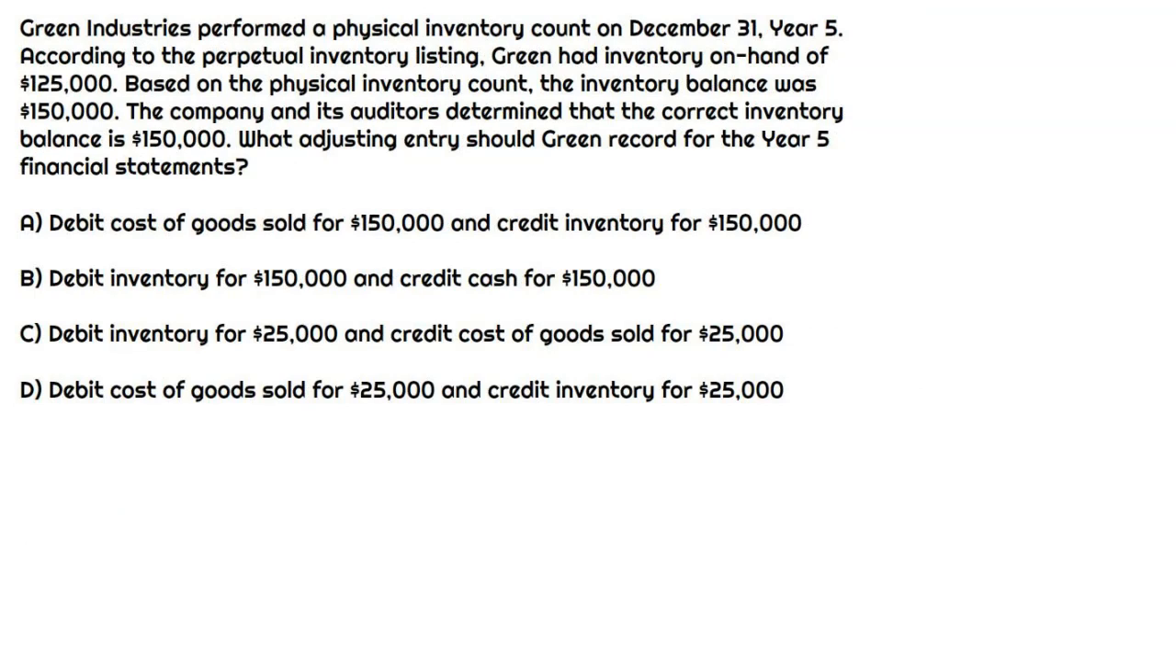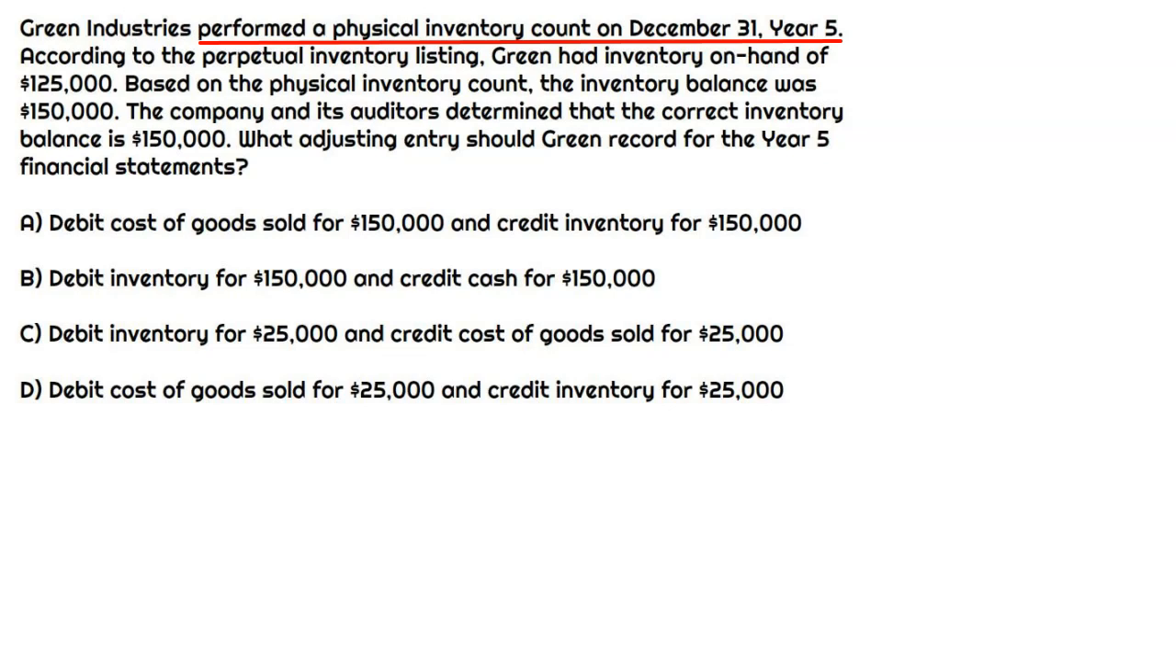So we're at the end of the year and Green Industries is preparing their year 5 financial statements. And as you're probably aware, right, the company performed a physical inventory count on the last day of the year, right? So they shut down all the operations. The whole warehousing team was out there counting inventory. And the auditors were also there performing their own test counts.